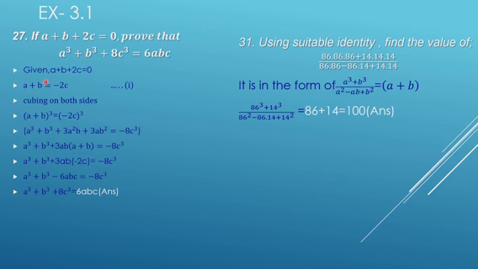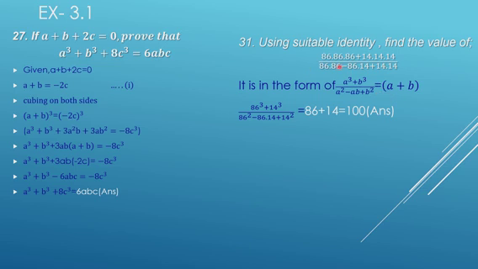Now the last sum for today is: using a suitable identity, find the value of 86 cubed plus 14 cubed divided by 86 into 86 minus 86 into 14 plus 14 into 14. Now if you see here, if I take 86 as a and 14 as b, we get a form like this: a cube plus b cube divided by a square minus ab plus b square. So we are basically considering a as 86 and b as 14.